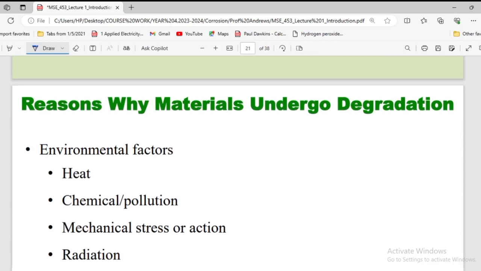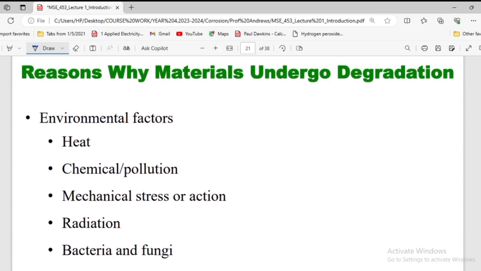Let's look at the reasons why materials undergo degradation. We're going to talk about the environmental factor. So let's take heat. Now you know that high temperature can accelerate chemical reactions within the material, causing it to break down or lose its structural integrity. So when there's high temperature, that means that it can lead to that. But I can tell you that for the high temperature issue, there are certain concepts depending on the type of material you're dealing with.